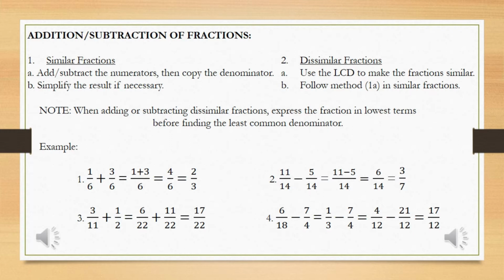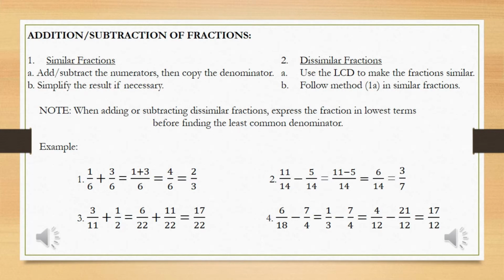In number 3, 3/11 plus 1/2. They have different denominators. So what are we going to do? We will find the least common denominator, which is 22. So therefore, they have already the same denominator. So we will directly add or subtract the numerators. 6 plus 11 is equal to 17/22.